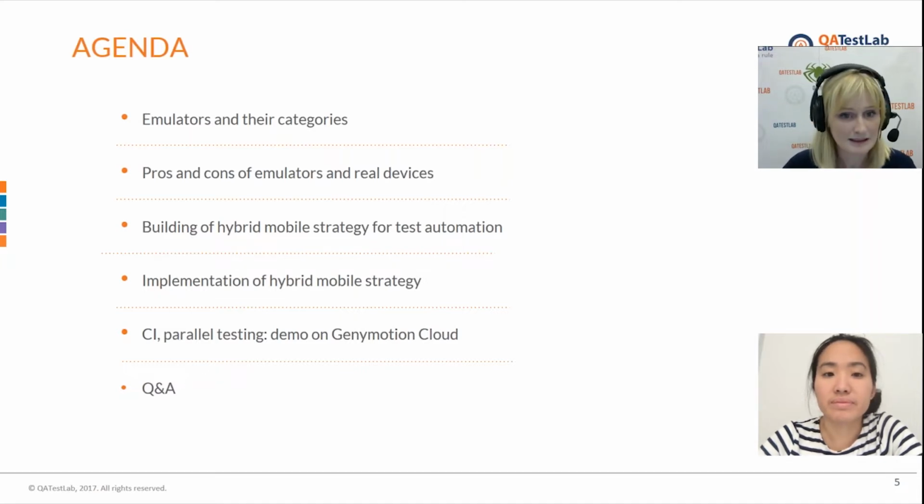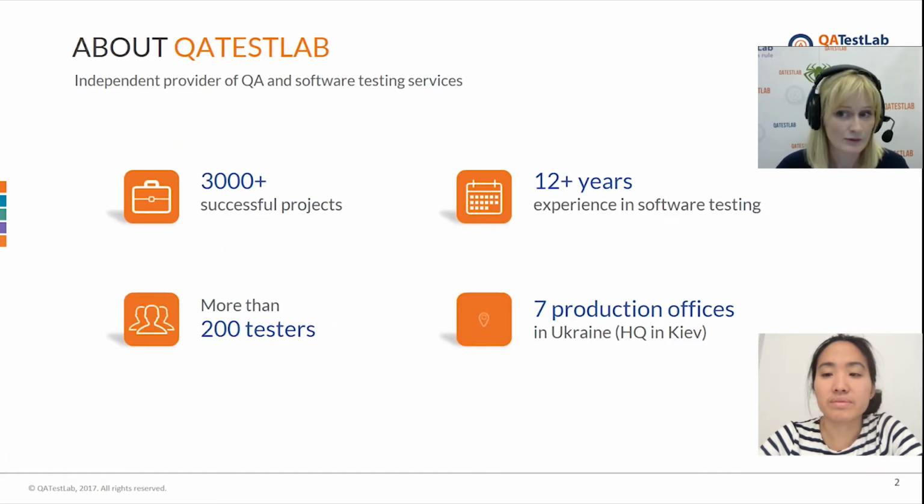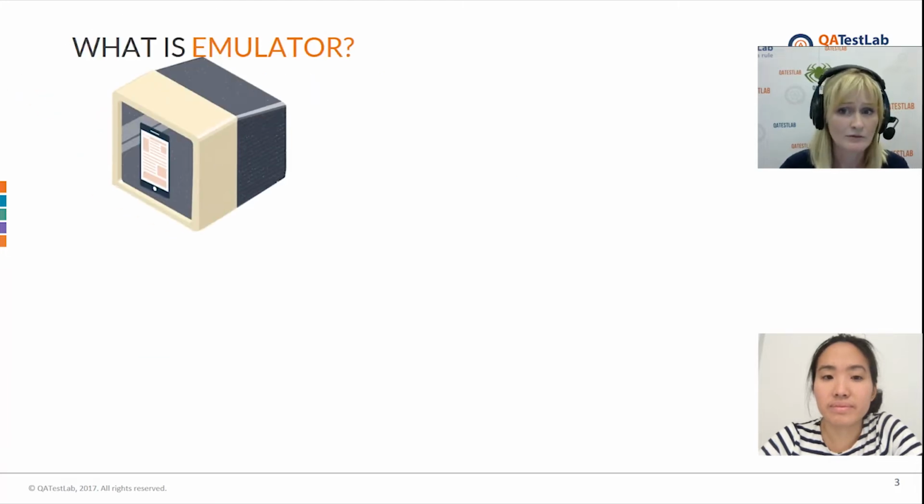My name is Ivana Kirik, and I am a program manager at QATestLab. QATestLab is an independent provider of QA and testing services. We have 3,000 successful projects, 12 years of experience in software testing, more than 200 testers, and 7 offices in our country. So let's start.